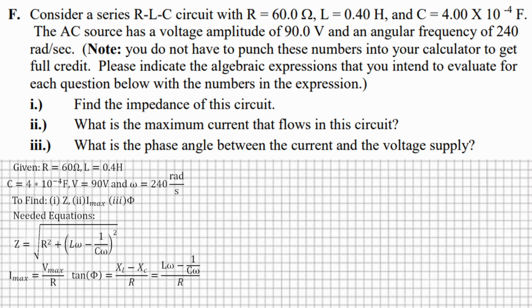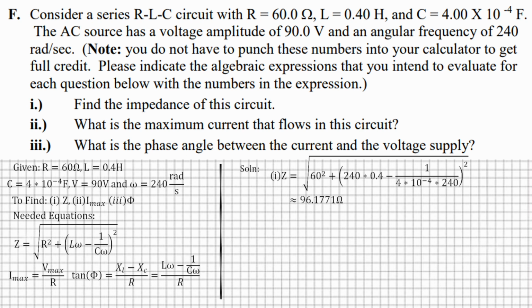Solution. For the first part, Z equals the square root, and then you plug the numbers into the equation. For the second part, I max, you get V max over R, which is 1.5 amperes. And the third part, tan phi equals XL minus XC divided by R, which is L omega minus 1 over C omega, divided by R. And then you get the answer by taking the tan inverse, which is 54.97 degrees.